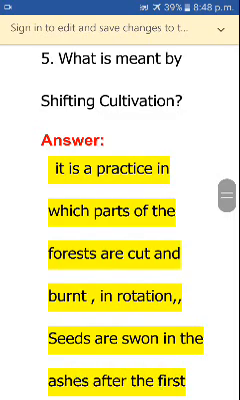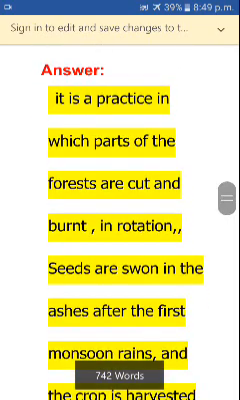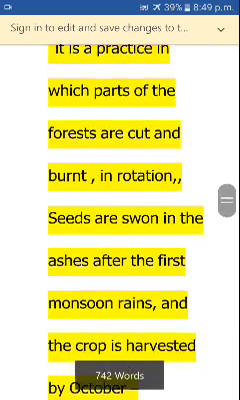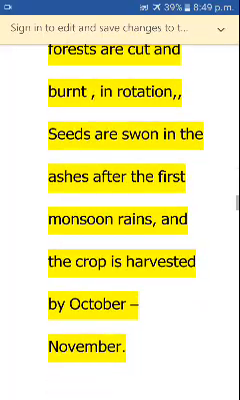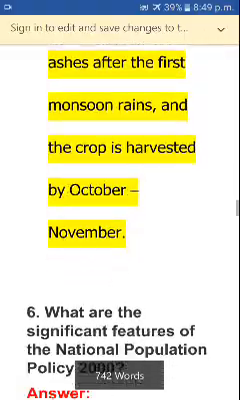Fifth one, what is meant by shifting cultivation? It is a practice in which parts of the forest are cut and burnt in rotation. Seeds are sown in the ash after the first monsoon rain, and the crop is harvested by October to November.